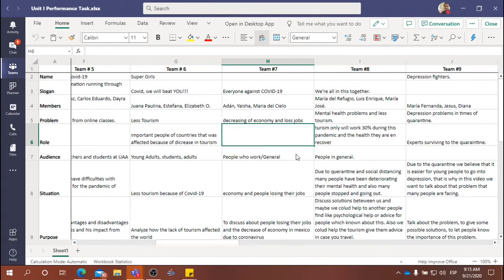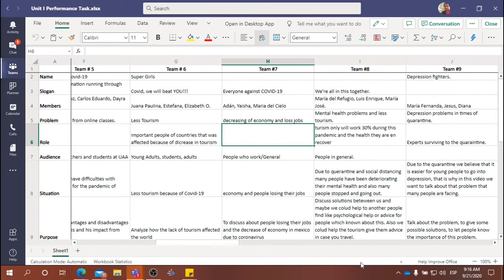The second option is if you really want to explore more than one country, then you have three members of your team. Is that correct? Yes, three members. Each of you chooses a country, and you present your solutions by comparing and contrasting the countries. So, for example, Adan would be talking about a country and comparing his solutions to Yaisha's country. And Yaisha could do the same, maybe comparing with Maria del Cielo's country. And so you're linking each other's solutions, based on the country that you chose, through compare and contrast. Does that make sense? Yeah.